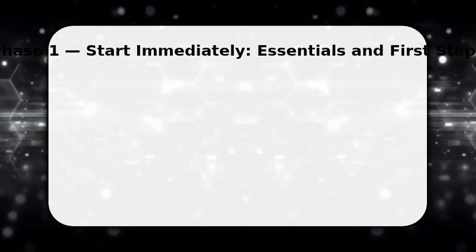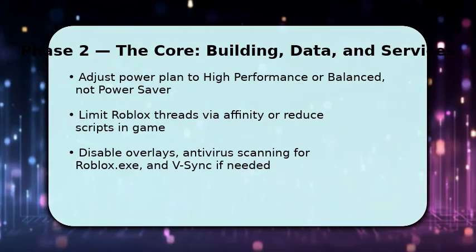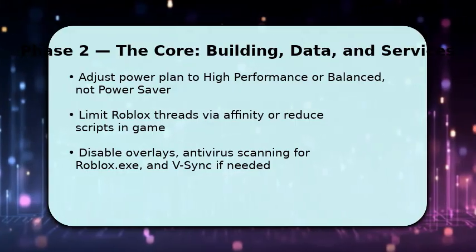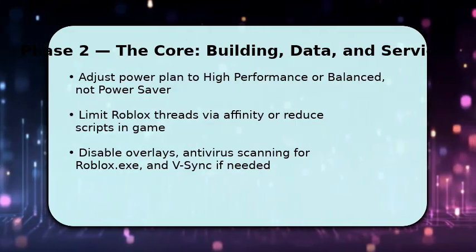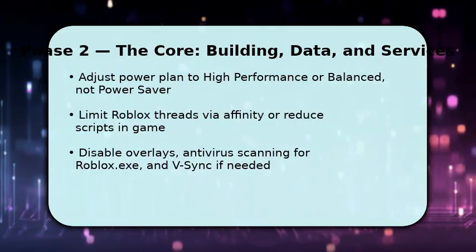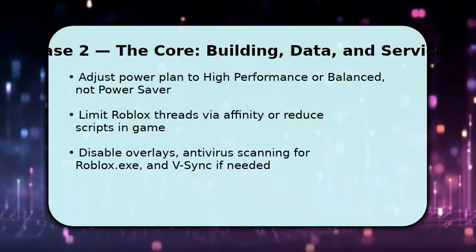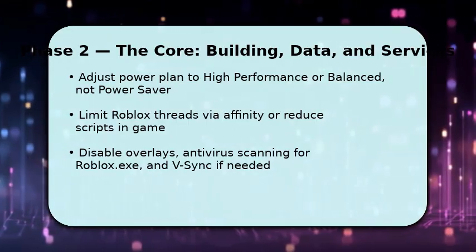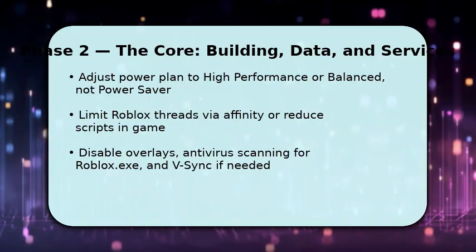Now you optimize execution. Set your power plan to high performance or balanced to prevent CPU downclocking during gameplay. Next, use Task Manager to set CPU affinity for Roblox to limit core contention, or reduce in-game script intensity if you control the place. Heavy scripts make CPU-bound frames.